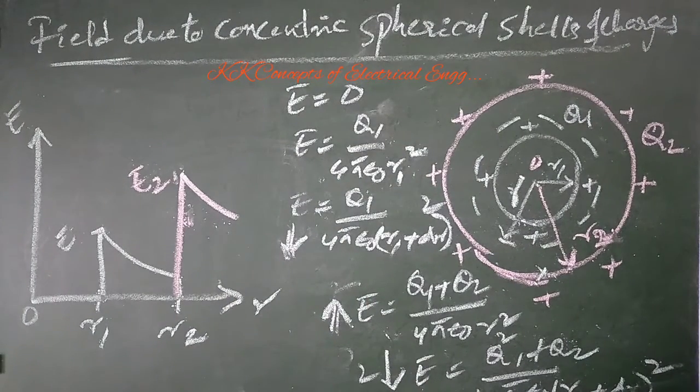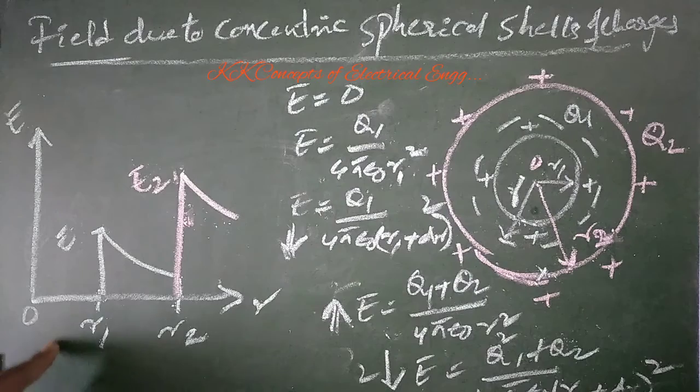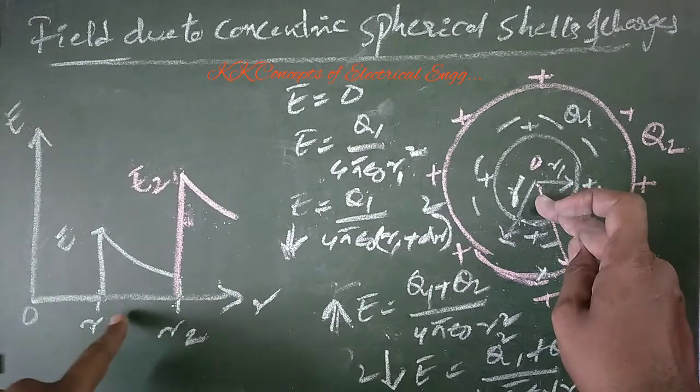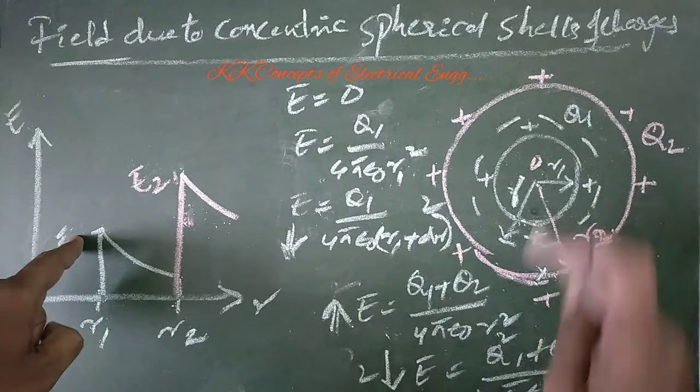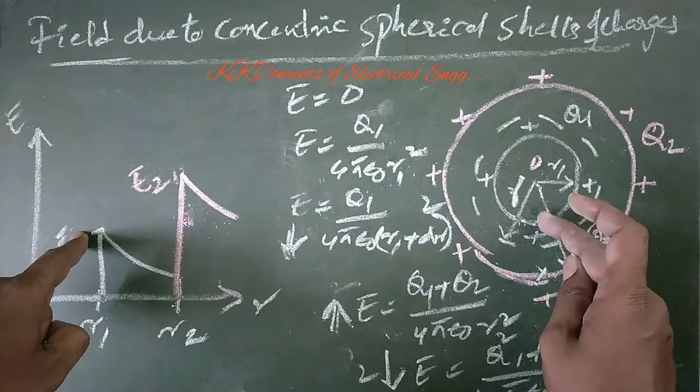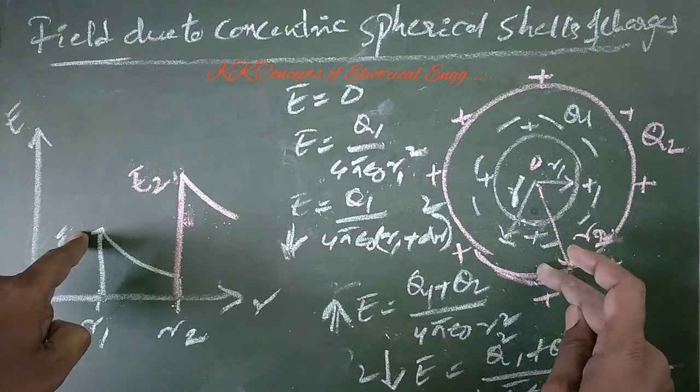So in this video, we have seen the field due to concentric spherical shells, that is, the inner shell having the radius r1 and the outer shell having the radius r2, with the charge on the inner shell q1 and the charge on the outer shell q2. From this graph we can say that the electric field intensity is 0 inside the inner shell, and on the surface of the inner shell it will be a maximum E, and then it reduces as we move from the inner shell surface to the outer shell.